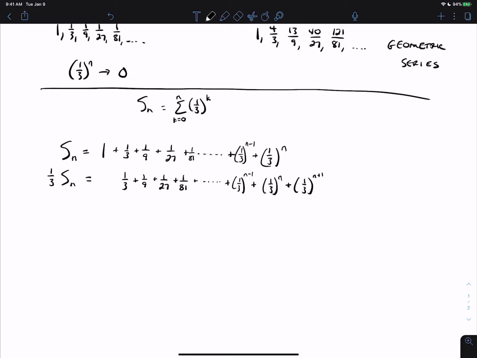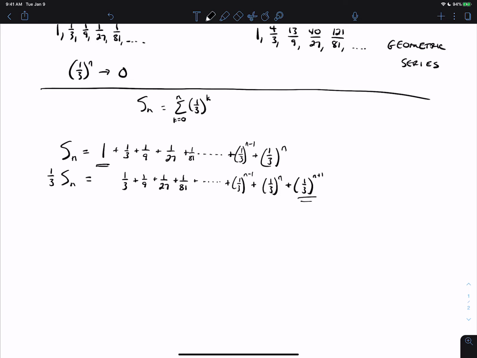The 1/3 to the n plus 1 at the end does not line up because the top sum did stop at 1/3 to the n. So everything lines up except for the 1 at the beginning of the top line and the 1/3 to the n plus 1 at the end of the second line. Okay, so everything else lines up.